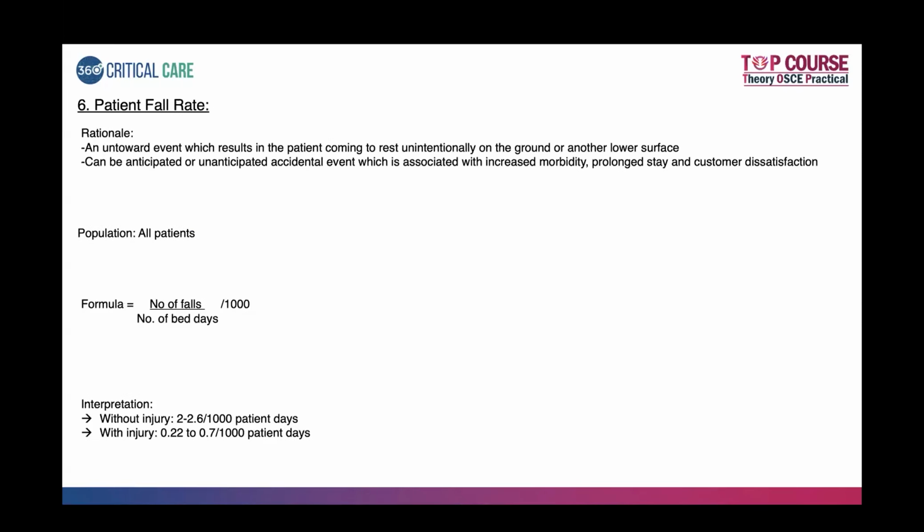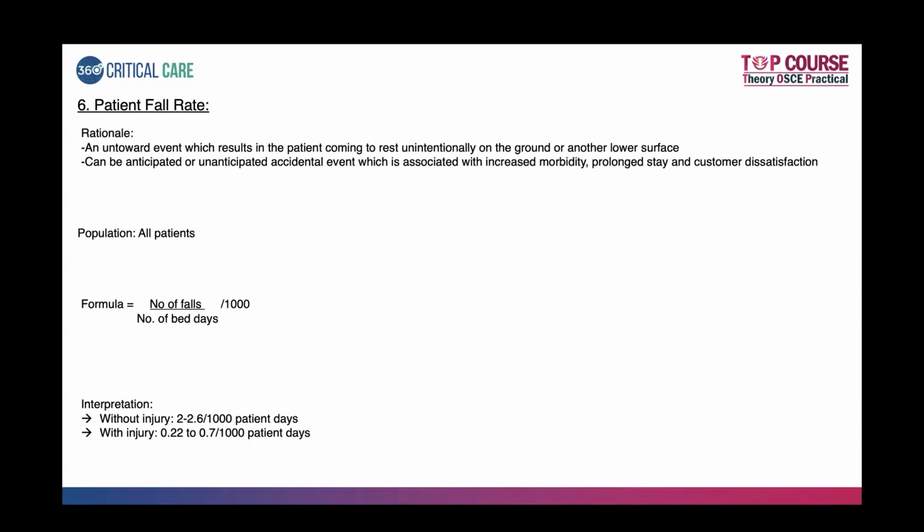Then comes patient fall rate. The main rationale for this is that it is an untoward event which results in the patient coming to rest unintentionally on the floor or another lower surface. It can be an anticipated or unanticipated accidental event which is associated with increased morbidity, prolonged stay, and customer dissatisfaction.